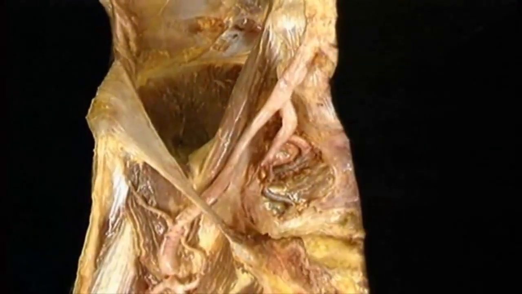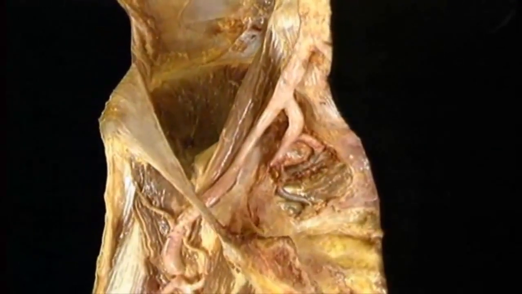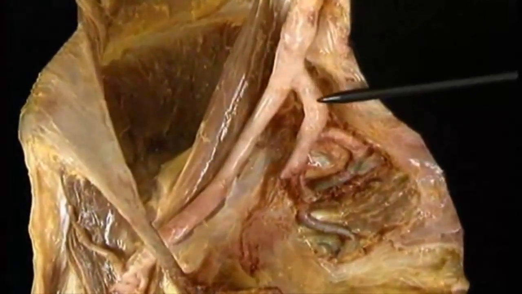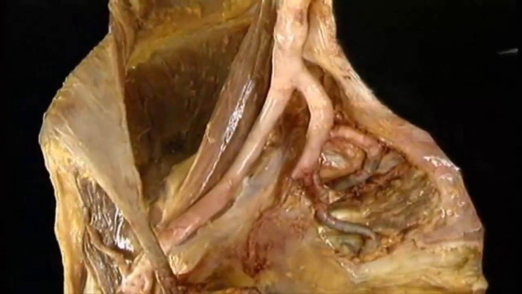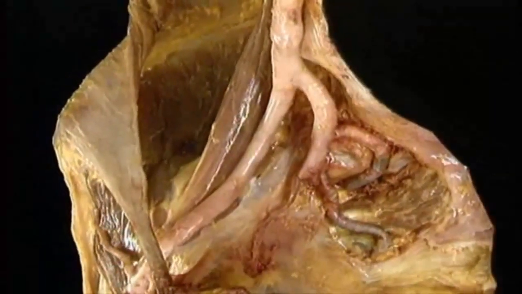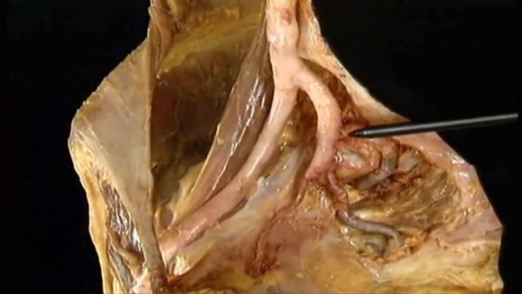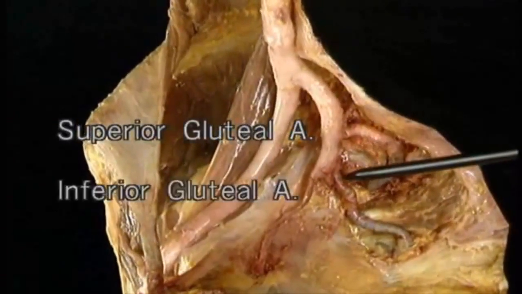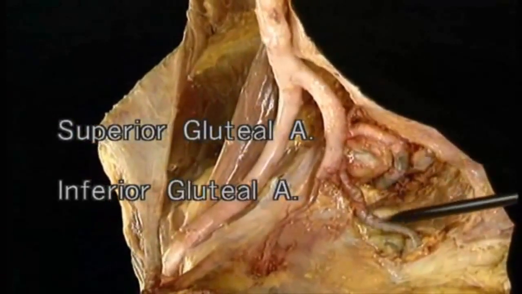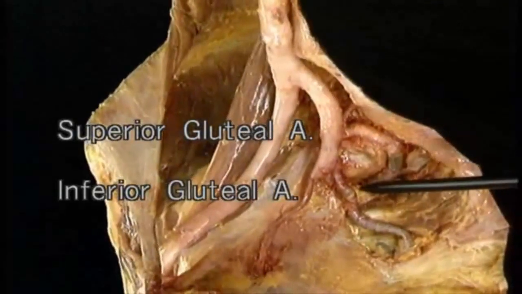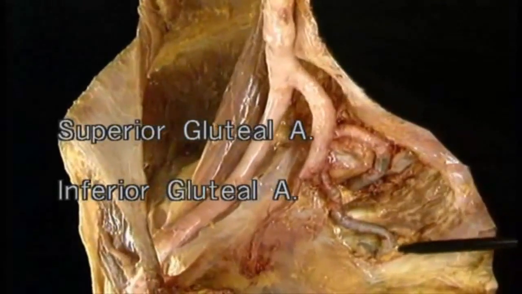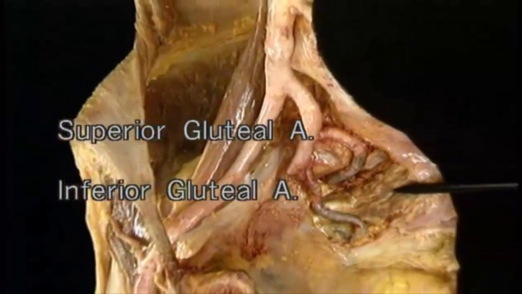The left side of the pelvis has been removed to give us a better view. Here's the internal iliac artery. Its branches which go to the pelvic viscera have been divided. Arising from it and a little discolored in this specimen are the superior gluteal and inferior gluteal arteries. They both pass backward through the greater sciatic foramen, one above and one below the piriformis muscle, which is here.